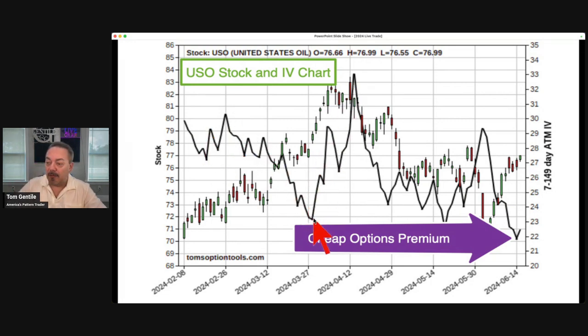And we can get an idea of where they were when they were cheap, down here in the low 20s, where they were when they were expensive, up here in the low 30s, and where they are now, low 20s. So this tells me that USO has some cheap option premium.